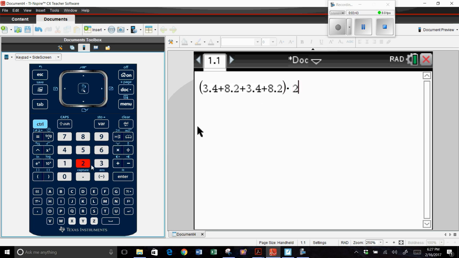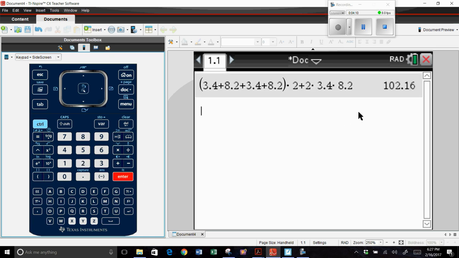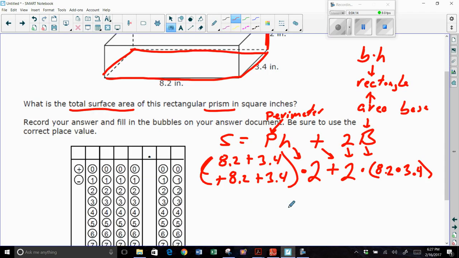Then I use my plus sign. Then another 2 times, bring down the parentheses again, and inside it is going to be 3.4 times 8.2. So that should be it. Looks good. So times 2 plus 2 times 3.4 times 8.2. Always double check what you type in. Okay, so we press enter. My answer is 102.16. So we go back to our problem. Answer was 102.16.